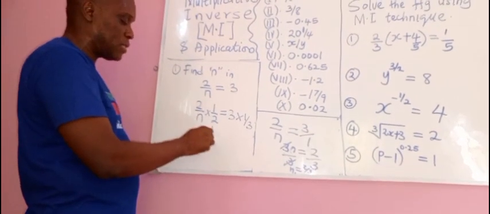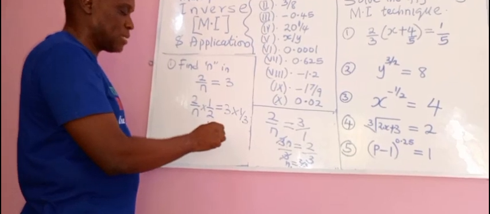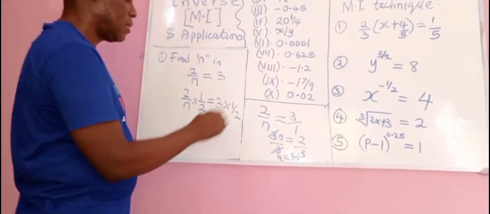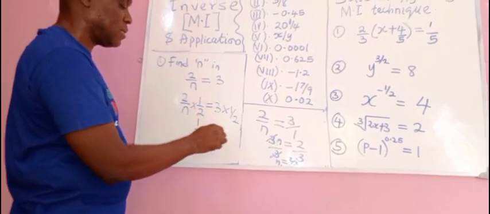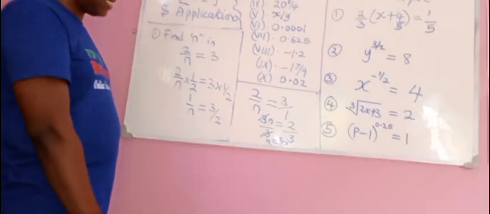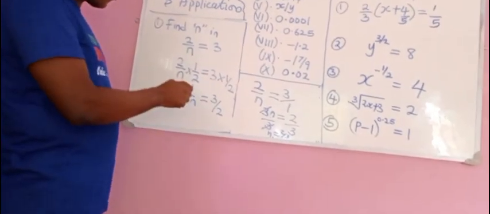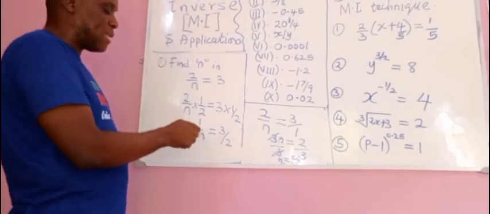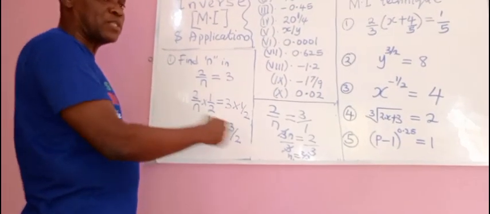We have 1 over what? So you can see that this one, sorry, this is over 2 here, right? This 3 times 1, 3 over what? 2. Can you see that? Now, if 1 over n is 3 over 2, I'm looking for n. I will just find the reciprocal of both.